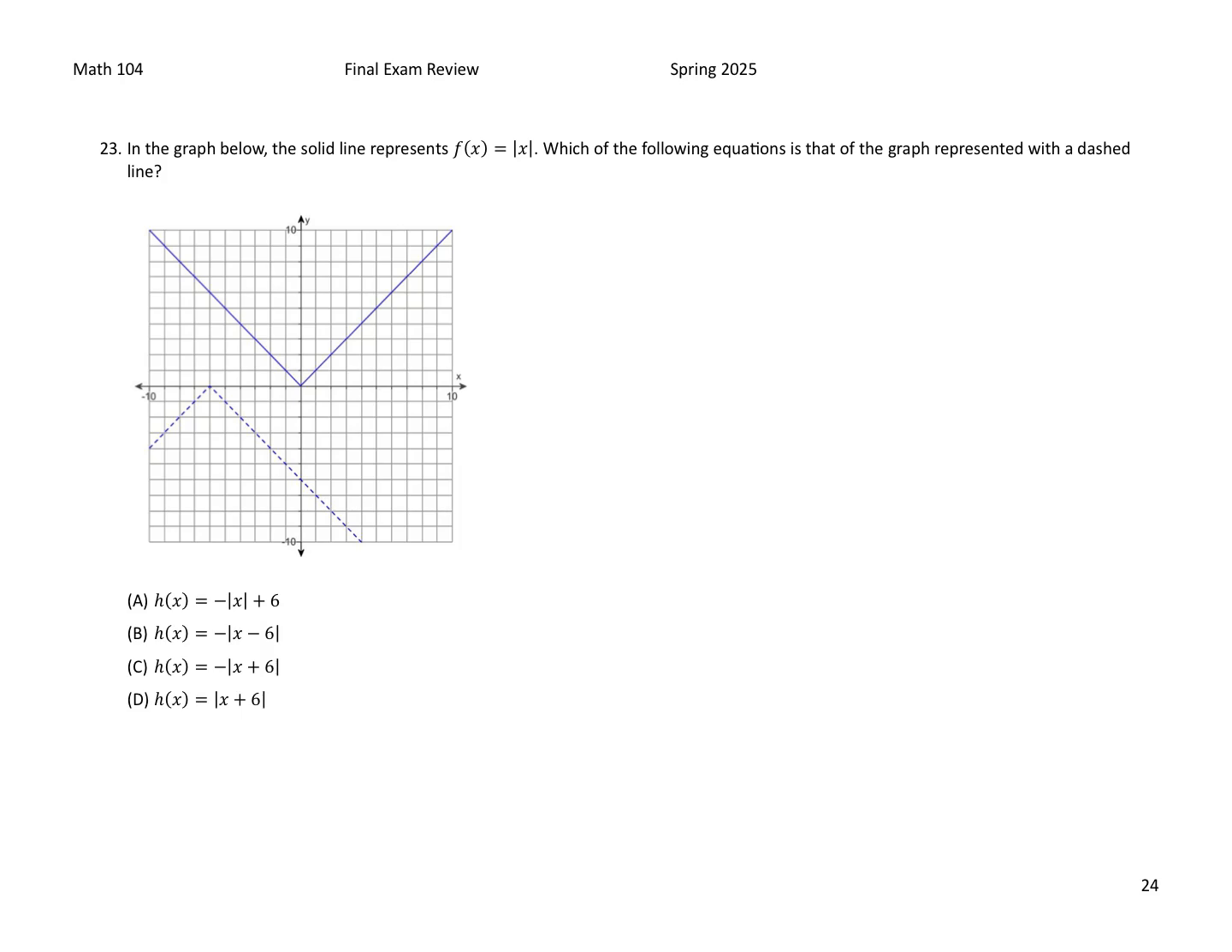In the graph below, the solid line represents the absolute value of x. Which of the following equations is that of the graph represented with a dashed line?